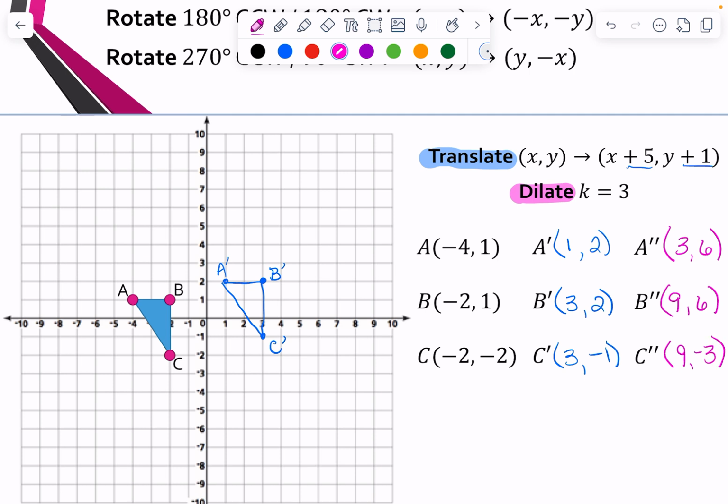So if we come over here and graph this one now, 3, 6, and that is going to be A double prime. B prime will be at 9, 6, and that is B double prime. And then C double prime is at 9, -3. So we take those, we connect those, and that is our image after we do both transformations. We translate it, and then we get the dilation. Make sure that you put the correct tick marks on it, depending on which one you have.